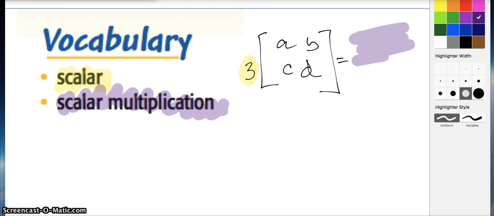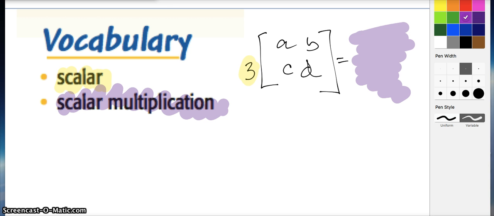And we'll see scalar multiplication happening here. Multiply each term or each element of your matrix by your scalar. And so we would have therefore 3a, 3b, 3c, and 3d. And so that's our vocabulary. Let's go ahead and apply.